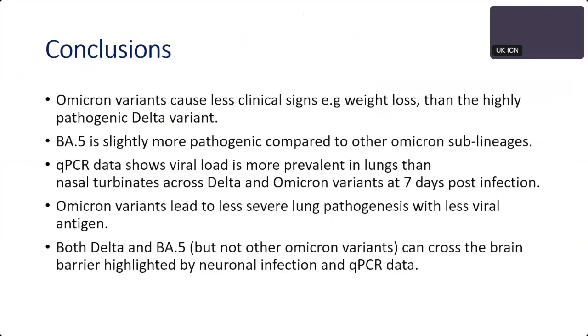On the basis of these findings, we can conclude that Omicron variants cause less clinical signs, for example, weight loss. BA5 is slightly more pathogenic as compared to other Omicron. And qPCR data show high viral load in lung. Also, Delta and BA5 can cross the brain barrier.